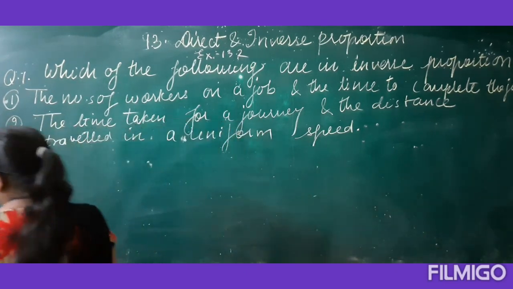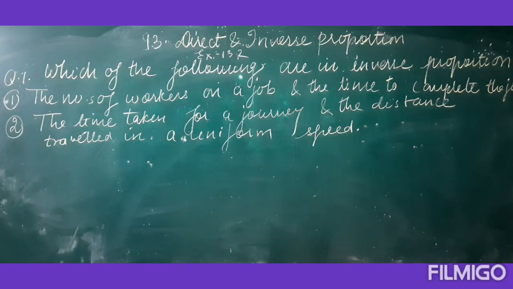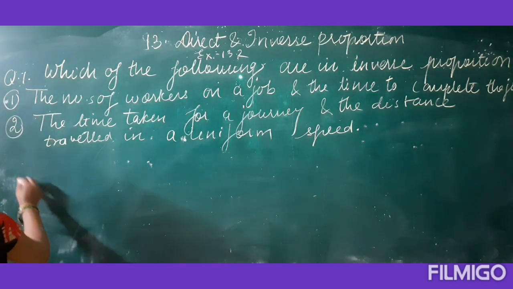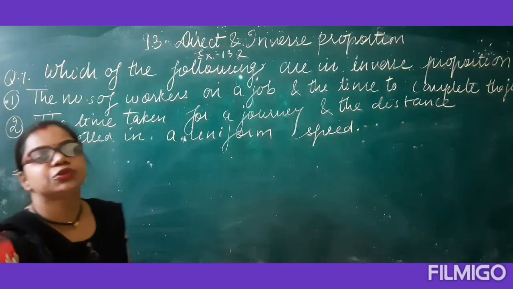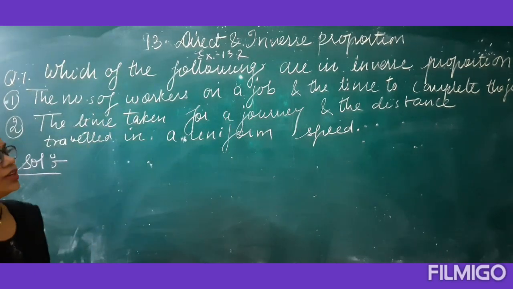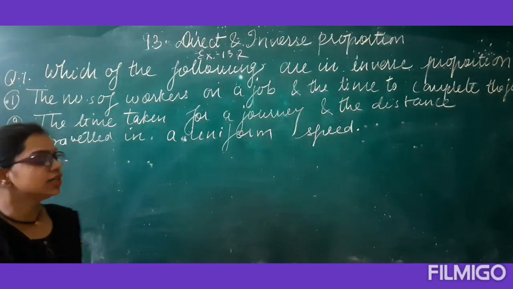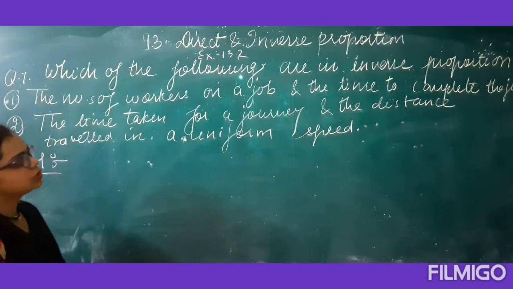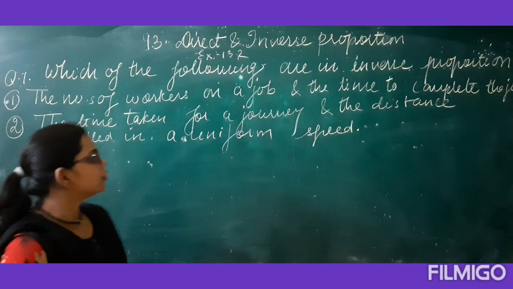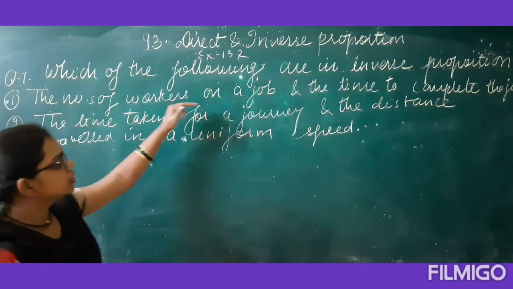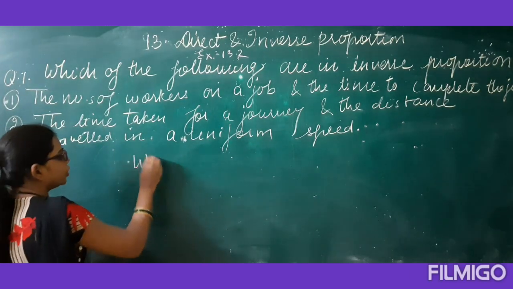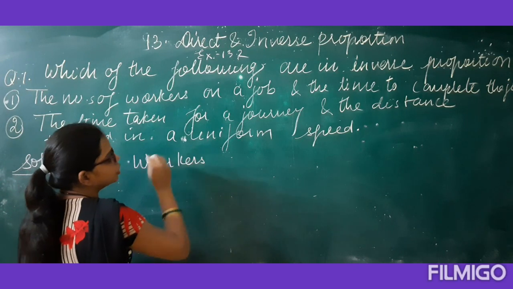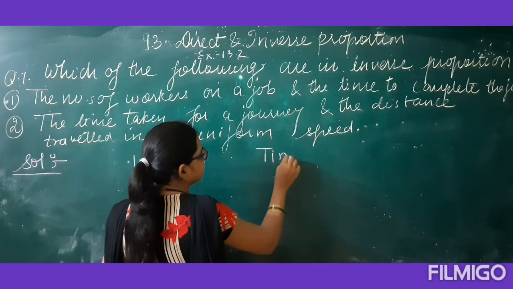See, in this question it is saying the number of workers on a job and the time to complete the job. This is a little bit tough. You have to think about what the question is saying, because here we are not going to solve, we are just looking at this. You have to understand what this sentence is saying. It is talking about the number of workers on a job and the time they need to complete the job.